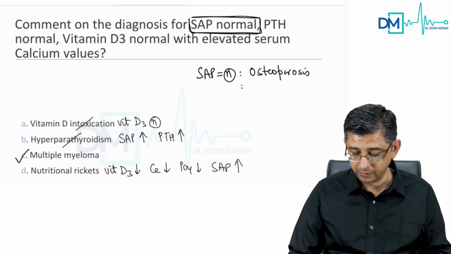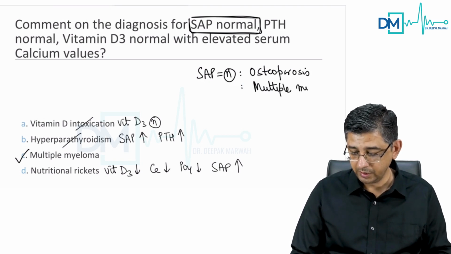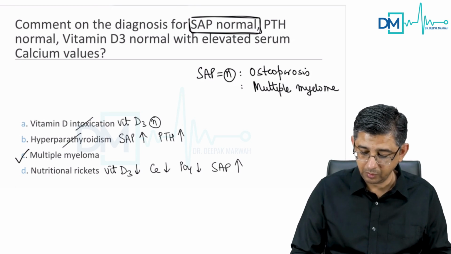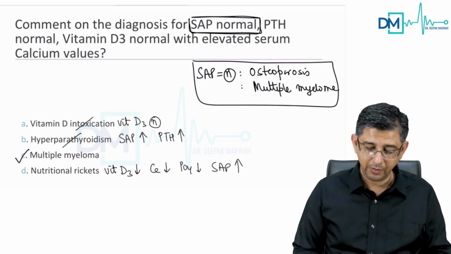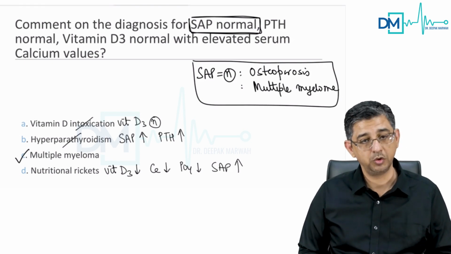And serum alkaline phosphatase is also normal in patients of multiple myeloma. So these are the details that I would definitely like you to remember for multiple choice questions. That SAP values are normal in osteoporosis, multiple myeloma. Answer to this question is choice number C.